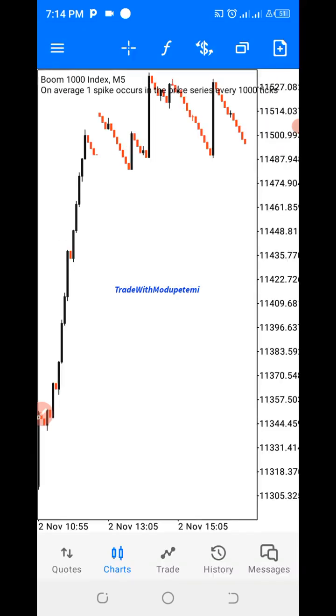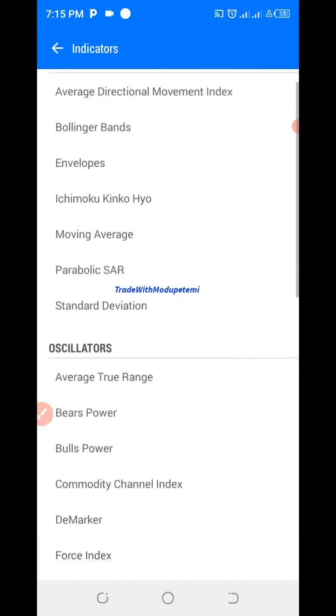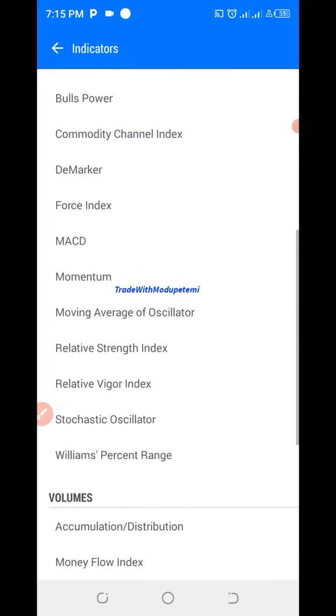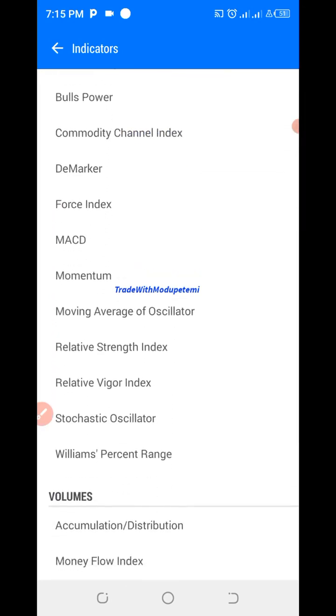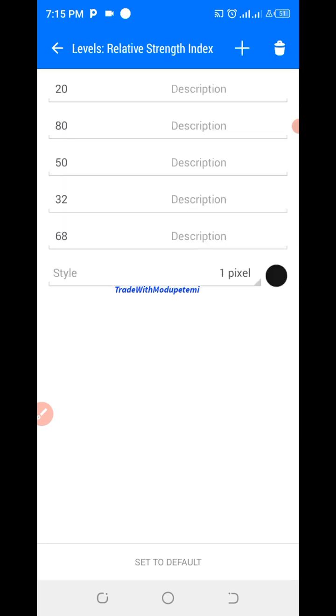Once you click on this F plus here, the first indicator we are using is our relative strength index. You click on it. The period is 14, apply to close. The style is 3 pixels. You can use any style of your choice, but the levels we are going to be using are the 20 level, the 80 level, the 50 level, the 32 level, and the 68 level. These are the 5 levels that we'll be using.